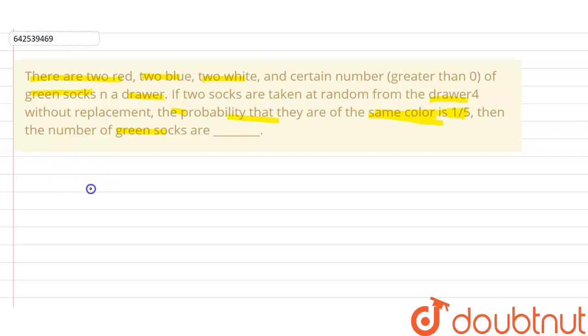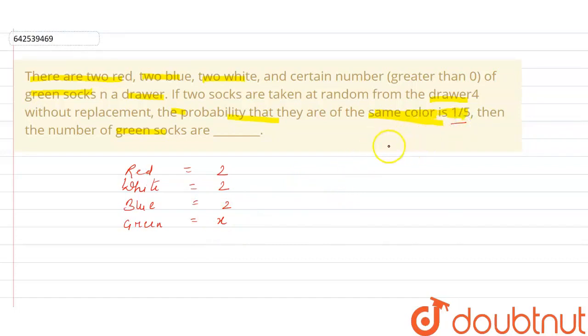So first of all, we have red, white, blue and green. These are the colors of the socks. We are given that there are two red, two white and let's say X green, right? Because we don't know the number of green socks, we need to find it, so that's why we are taking it as X. So now we are given the probability.